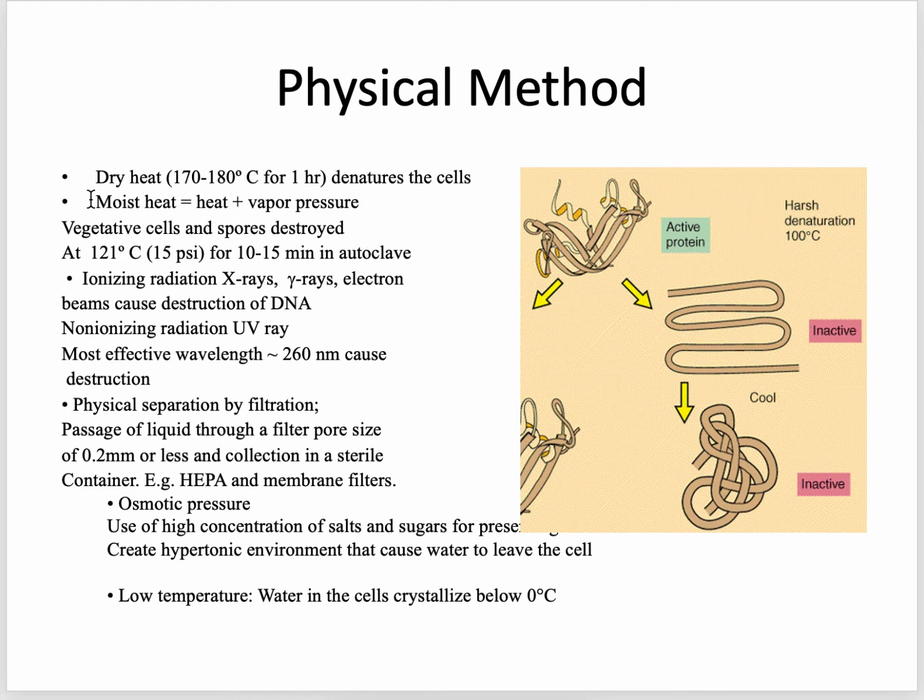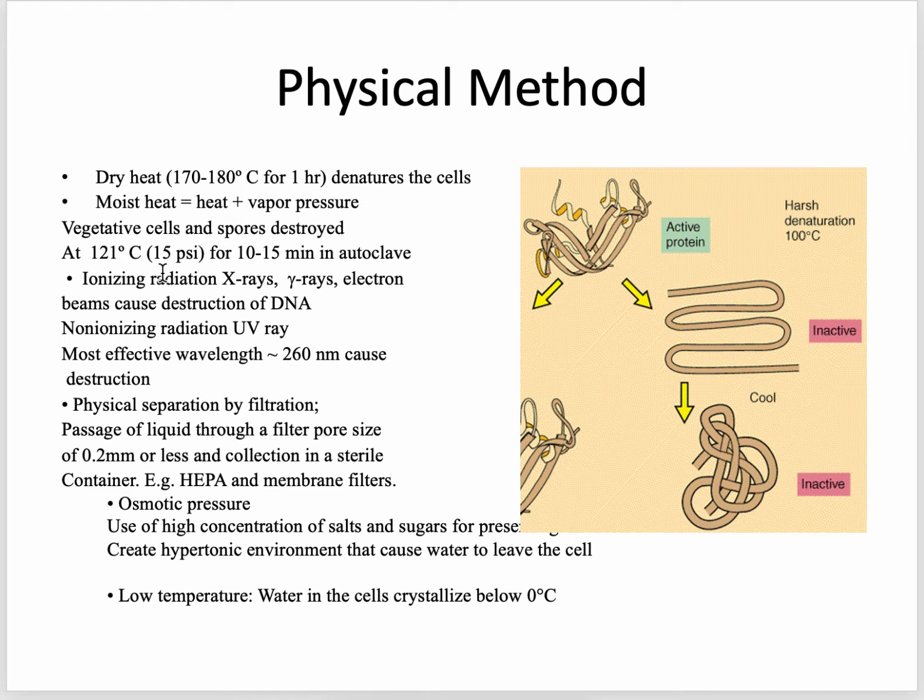But if you use moist heat, just use 121 degrees Celsius for 10 to 15 minutes. That will be enough to kill all the bacteria and spores. Actually, this condition we frequently use in the laboratory. You will see when you are in the laboratory.